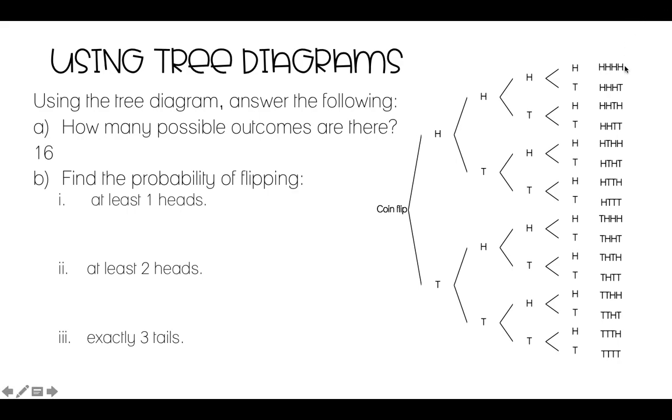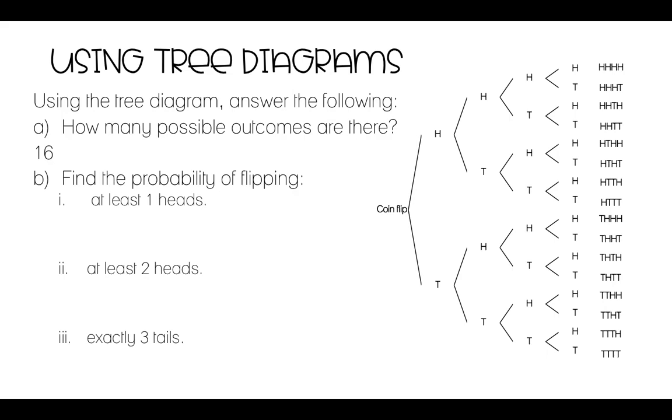Well, there's 16, so that's all of these. 1, 2, 3, 4, 5, 6, 7, 8, 9, 10, 11, 12, 13, 14, 15, 16. Now it's important to notice as well, 16 is the number of final outcomes, the number of final branches. So find the probability of flipping at least one heads.